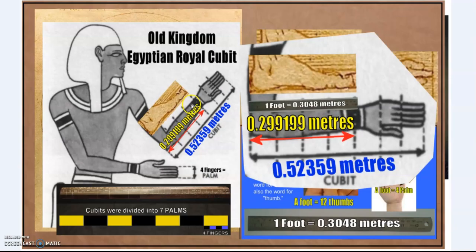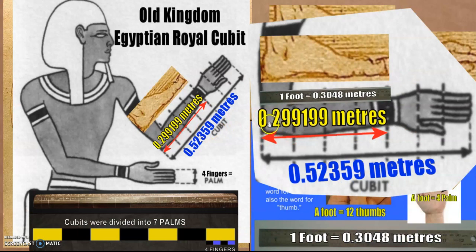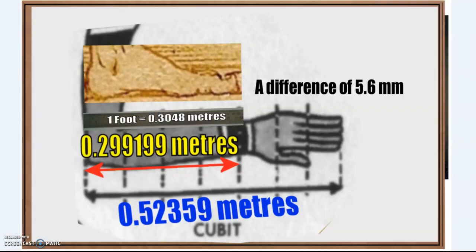So 1 Egyptian foot, so that's 16 fingers, equals 0.299199 meters. 1 so-called modern English foot equals 0.3048 meters. 1 English foot is 16 fingers. 1 Egyptian forearm, same thing, is 16 fingers. So they're both 16 fingers, and they have a tiny margin of error between them.